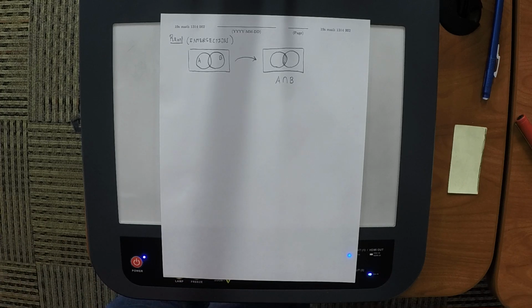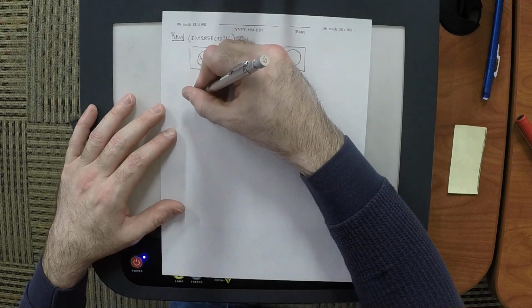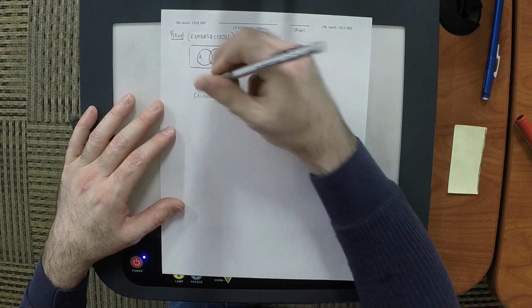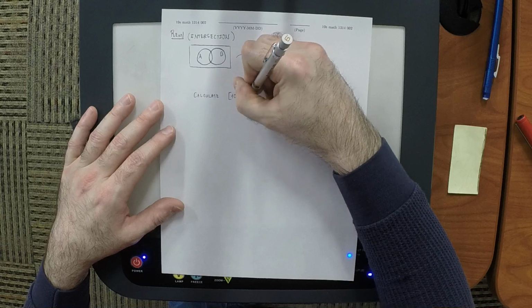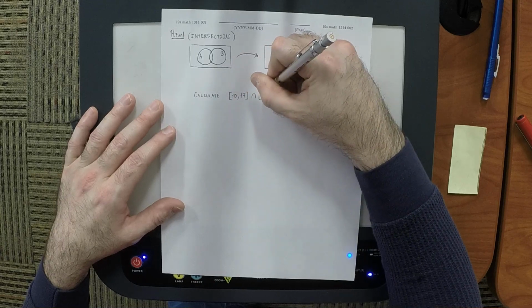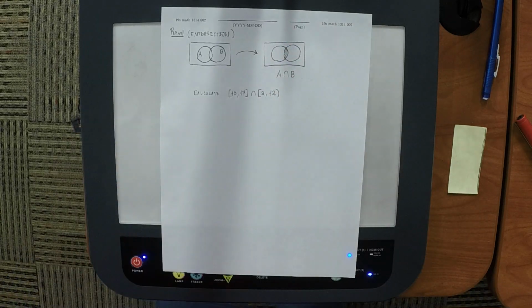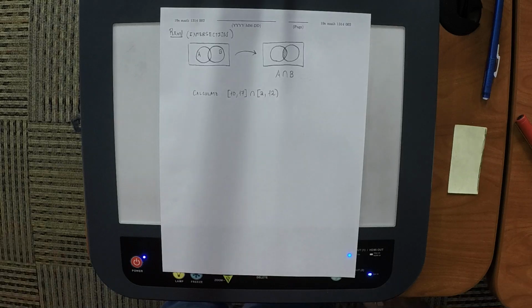So to have an interval example, we can do the intervals on the previous page. We could say, for example, let's calculate 10 to 17 intersect 2 to 12. Okay, so the setup for this calculation is the same as for union. We're going to draw three axes, one for that interval, the other for that interval, and then the third for the result.